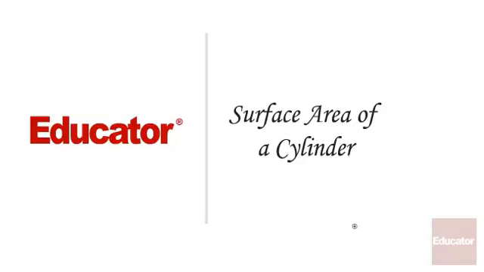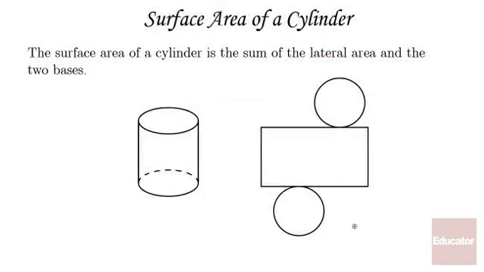Welcome back to educator.com. For the next lesson, we're going to go over the surface area of a cylinder. Now remember, surface area is the area of all the sides of the solid. So for the cylinder, we're going to find the area of the top base, the bottom base, and then the lateral area, which is the rectangle, which makes up the side of the cylinder.